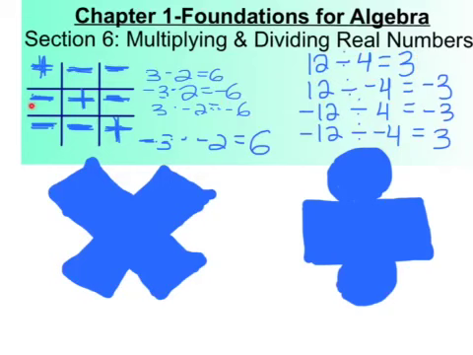Or looking at the table, a positive times a negative is a negative, a negative times a positive is a negative, a negative times a negative is a positive, and obviously a positive times a positive is a positive. And the same exact table works for division.